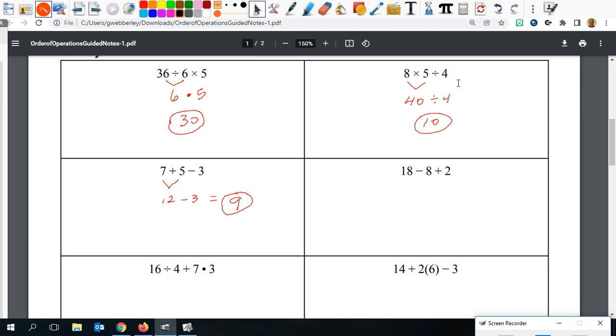Okay, so we do 18 minus 8. We'll do that first. And that would just give you a 10. So the answer on this one is 12.